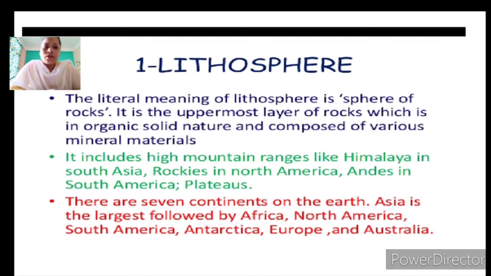So the lithosphere may be mountain ranges, then continents, then the Himalayas. These are examples of the lithosphere which I gave. And continents, as you know, there are continents like Africa, North America, South America, Antarctica, Europe, and Australia, right?